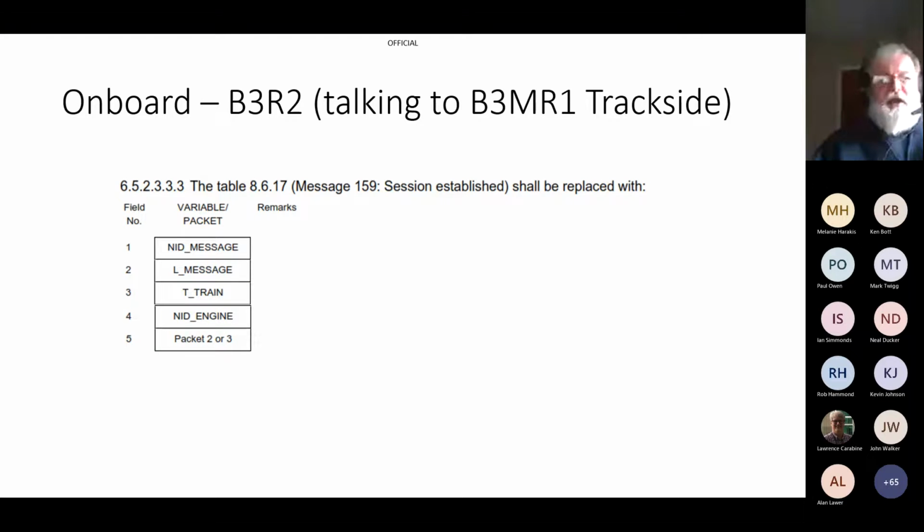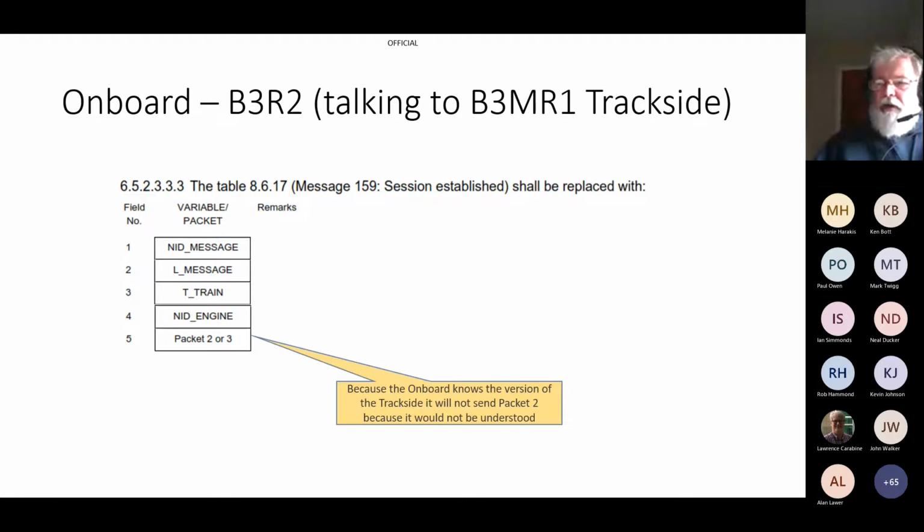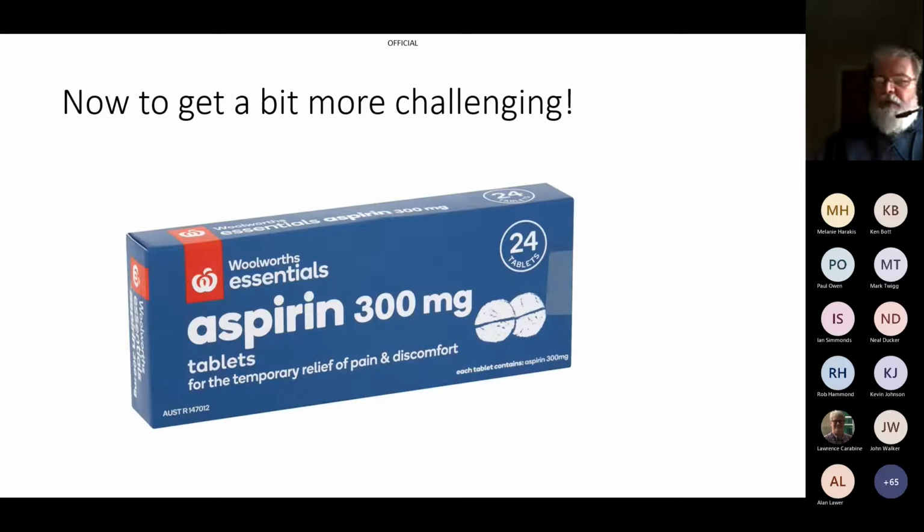And this is another part of exactly the same chapter 6. Obviously, because the onboard knows about the version of the trackside, it is actually going to make the correct selection and would normally only send the packet 2 to a trackside that it knows will understand it. And it's normally about this point that most people reach for the packet of aspirins, because it's pretty tough and it's only going to get more challenging as we work through into the system versions.